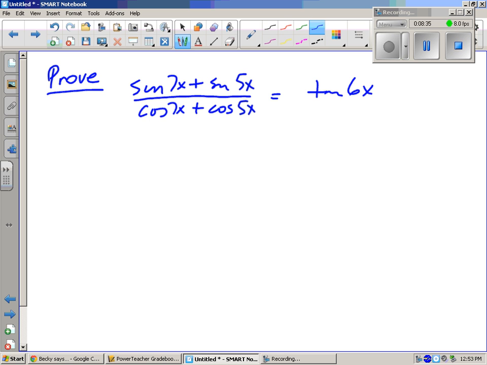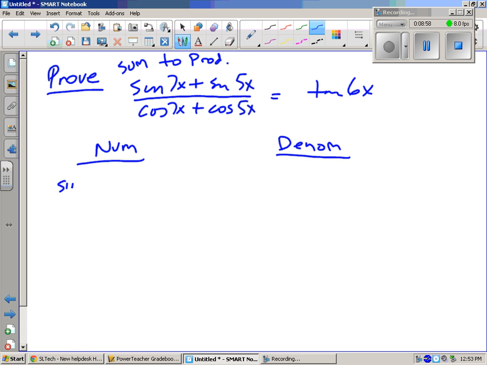You know in algebra that it has to be multiplication before you can cancel some things out. Right now, both of these are in their sum form. We need to change it to their product form. Okay, and that's like the last one we just did. So we need to take them individually. So here's the numerator, and then we're going to do the denominator by itself. So sine 7x plus sine 5x. Which of those 4 formulas does it match? It looks like number 3.